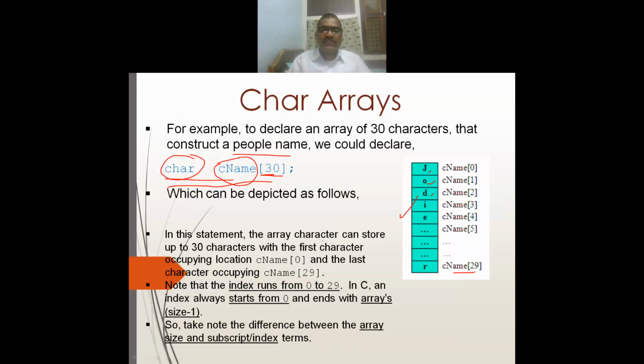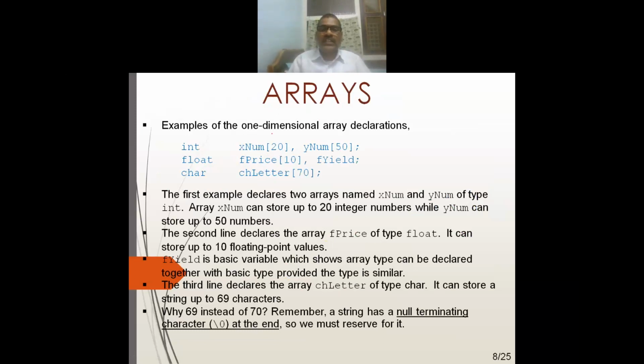So the character array can store up to 30 characters, with the first character occupying cname[0] location and the last character occupying the cname[29] location. The index always runs from 0 to 29, because you have declared the size as 30. So take note of the difference between the array size and the subscript or index. Then coming to another example of how you can declare a one dimensional array.